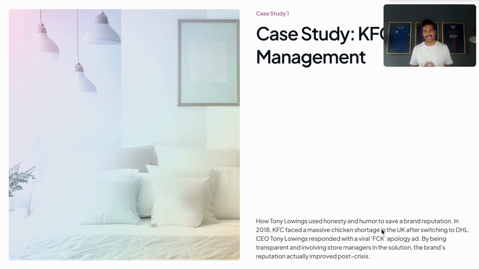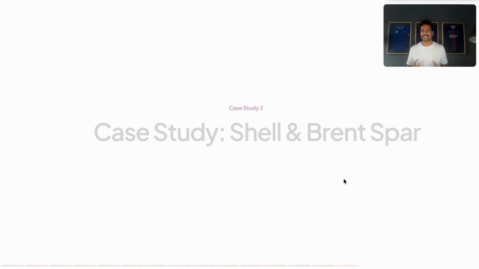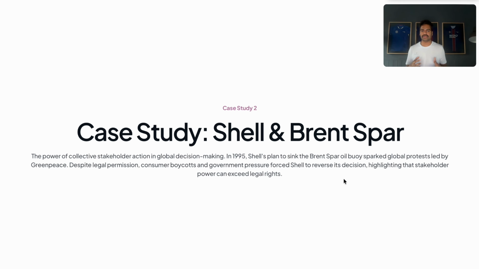So next, let's look at the case study of Shell and Brent Spar. It's totally opposite, a company that ignored stakeholders. In 1995, Shell wanted to dispose of the Brent Spar, a massive oil storage buoy, by sinking it in the North Atlantic. They had government permission. They had done environmental studies.